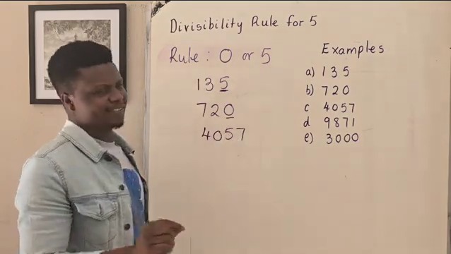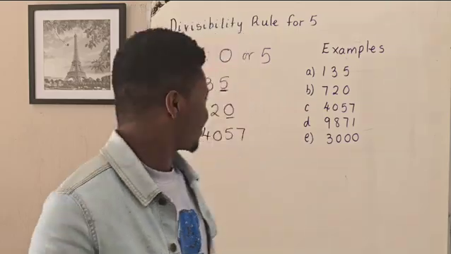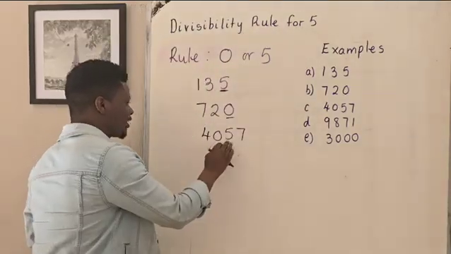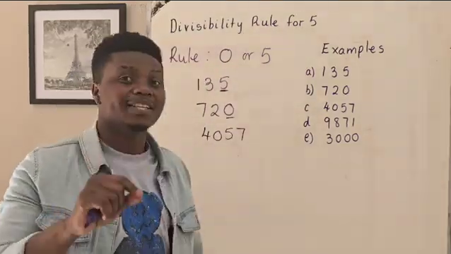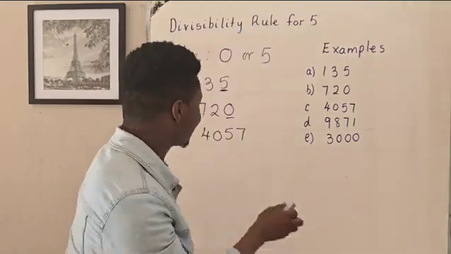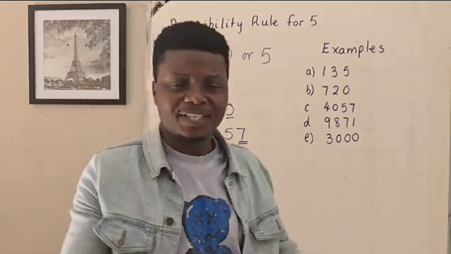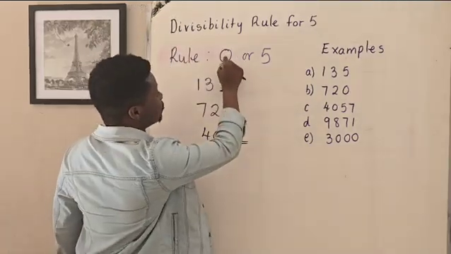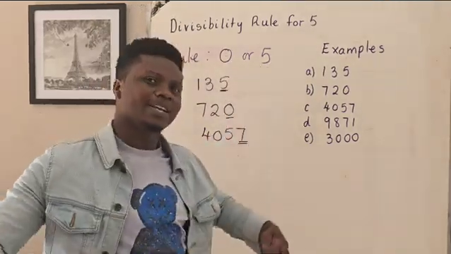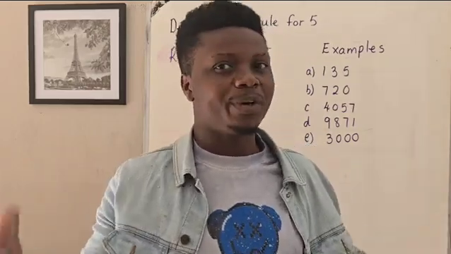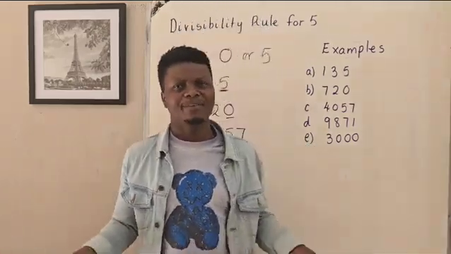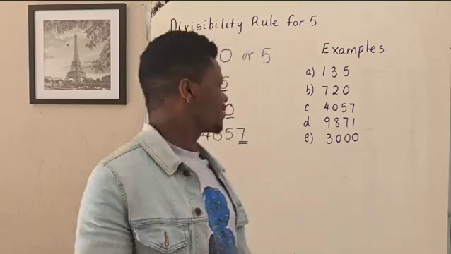How about the next number, 4057? Is this number divisible by 5? Someone might say maybe yes, because there's a 5, but 5 is not the last digit. Our last digit is 7. 7 is not divisible by 5 because it should be a 0 or a 5. So as long as the number doesn't end with a 5 or a 0, it's not divisible by 5. That's as simple as that.